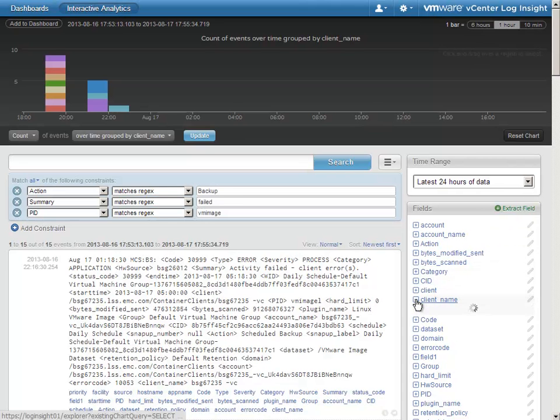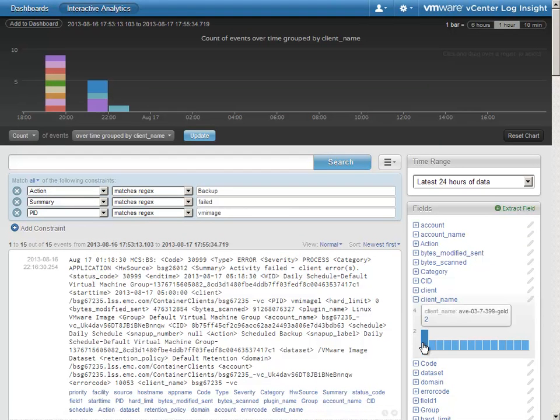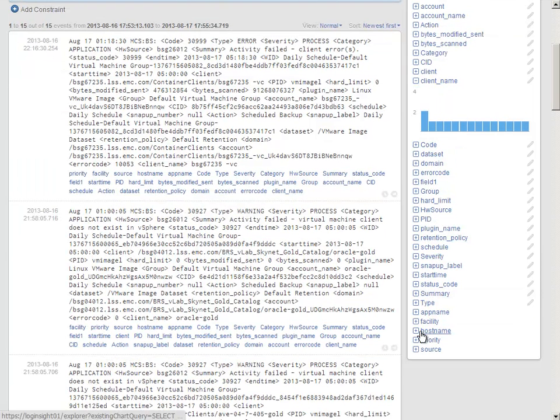So here we've chosen the failed backups. It's important to look at vCenter LogInsight's way of classifying the fields. So the field in this case, the client name, is how we understand which VM is being reported to have failed. So you can see the VM names there.